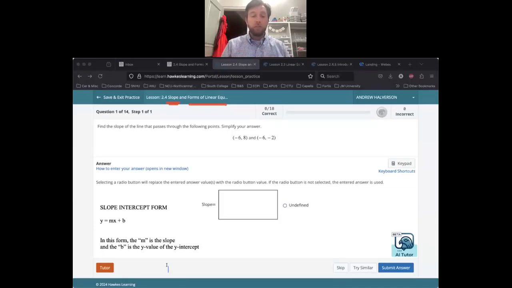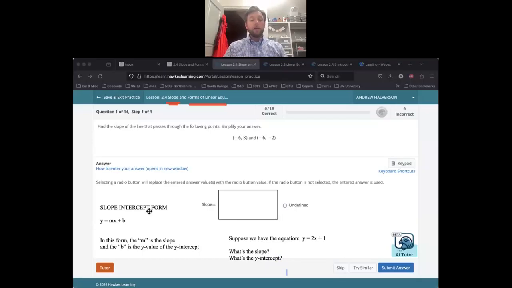So I'm not going to do this problem yet. But what I'm going to do is, suppose we have the equation y equals 2x plus 1. What's the slope? What's the y-intercept? Okay. So how do I do it? How do I find it?